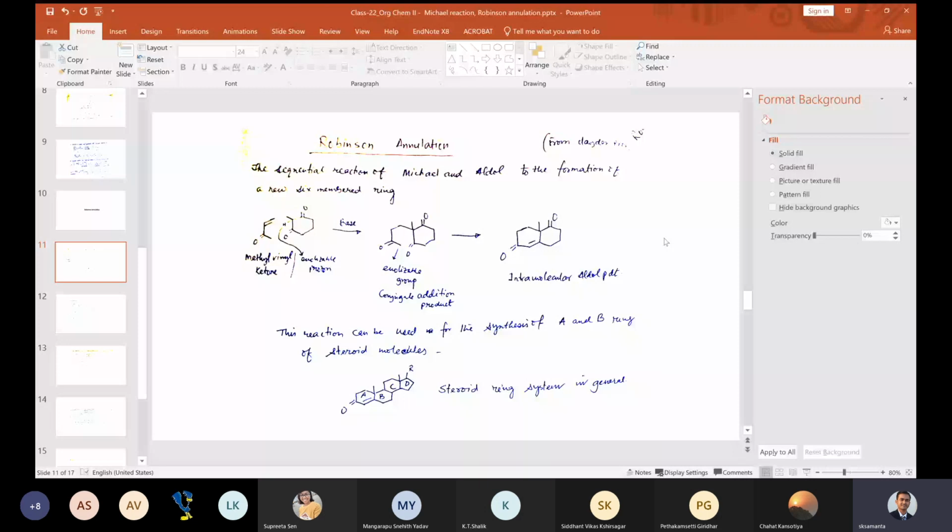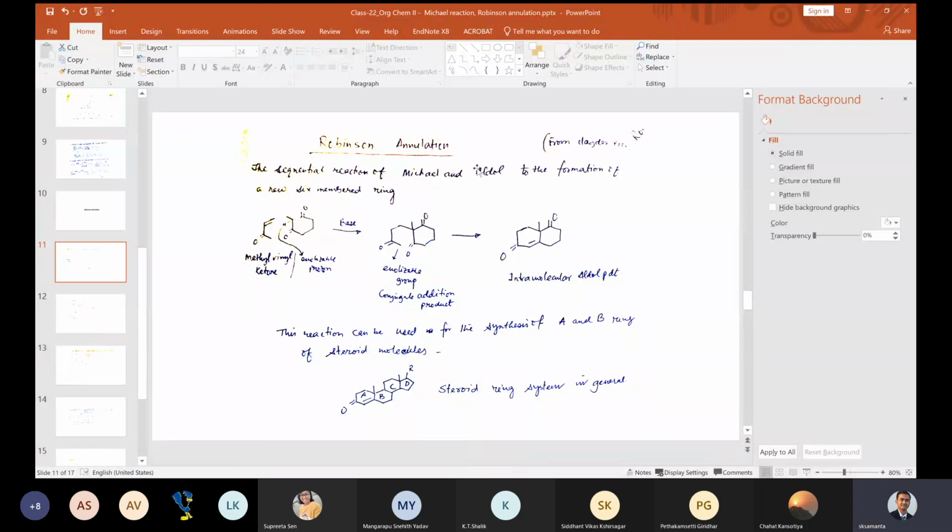Very simple. You might have thought it's very difficult or something very new, but it's basically a combination of two reactions: first Michael reaction, second aldol condensation. Then the product that you get is overall called Robinson annulation. So this is the definition: the sequential reaction of Michael and aldol leading to the formation of a new 6-membered ring. This is called Robinson annulation. It may not always be 6-membered, but it is a ring formation.